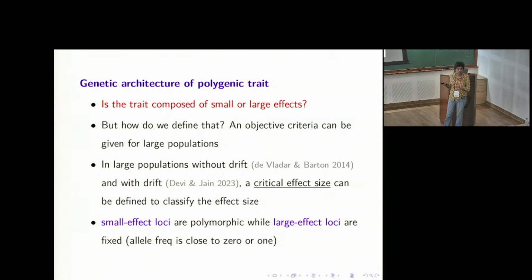So when we say small effect, large effect, what does that mean? How do we define that? It turns out that for large populations, whether you have drift or not, we can define a critical effect size below which we call it a small effect. If it's larger than that, then it's called a large effect. So it's not some arbitrary classification; rather, things are classified on the basis of an objective parameter which depends upon n, mu, s, and so on. I will not give you any formulas, but what I want you to remember is that small effect loci are synonymous with being polymorphic. Large effect loci are the ones which are monomorphic or close to fixation. Just remember this because I'll be using small and large in that sense.